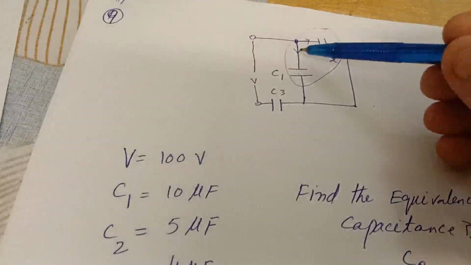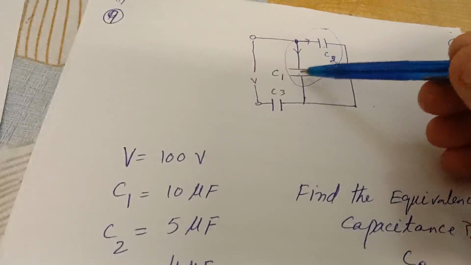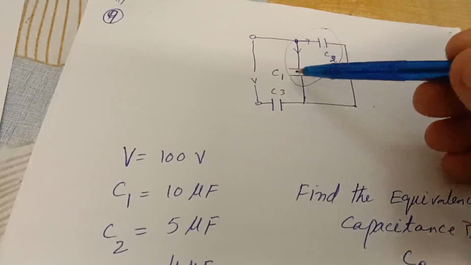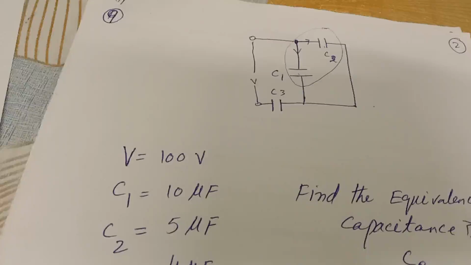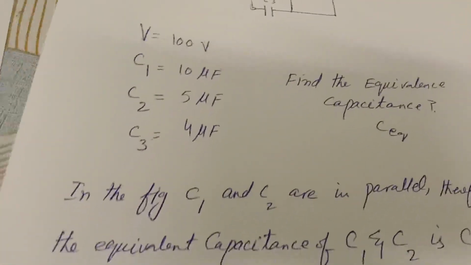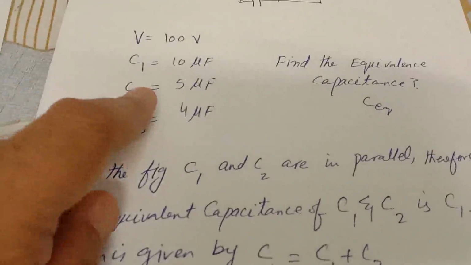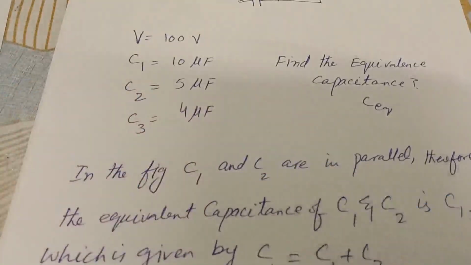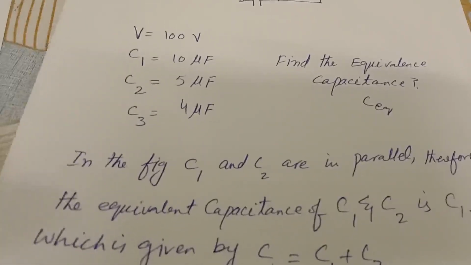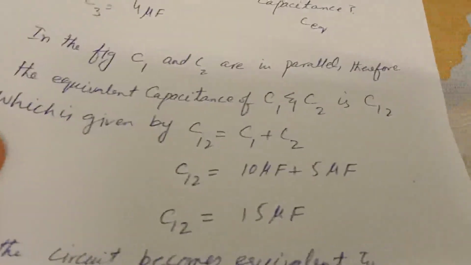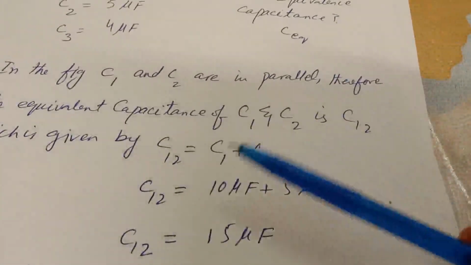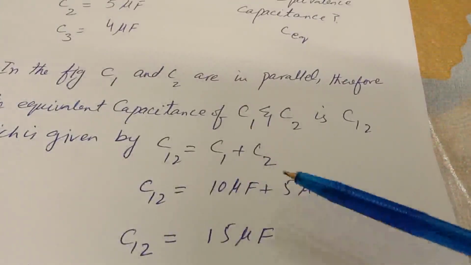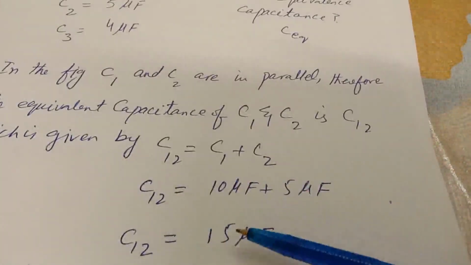Let's suppose C12 is the equivalent capacitance of C1 and C2. Here C1 is given as 10 microfarad, C2 is 5 microfarad, and C3 is 4 microfarad. So C12, the equivalent capacitance of C1 and C2, is equal to the sum of C1 and C2. C12 is equal to C1 plus C2, which is 10 microfarad plus 5 microfarad. So C12 is equal to 15 microfarad.